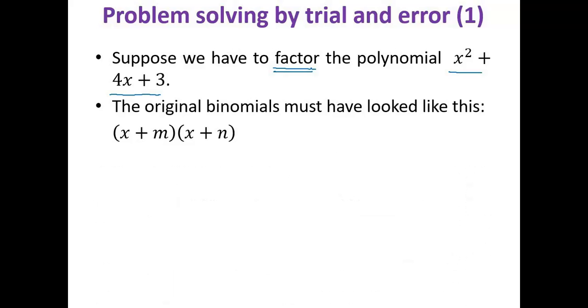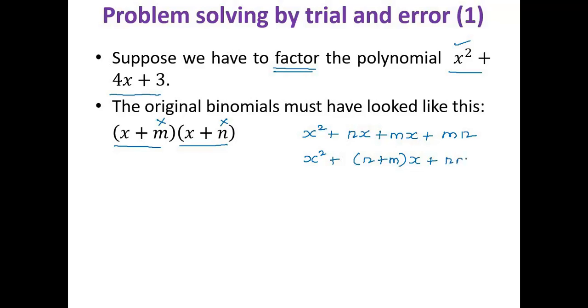Okay, I know that the factors will be something like this. Since it is x square, I will have some (x plus m) and (x plus n). So I need to find out what this m and n are. You just multiply this. I will have x into x, x square, plus nx plus mx plus mn. You can also write it like this: x square plus (n plus m) into x plus nm or mn, no problem.